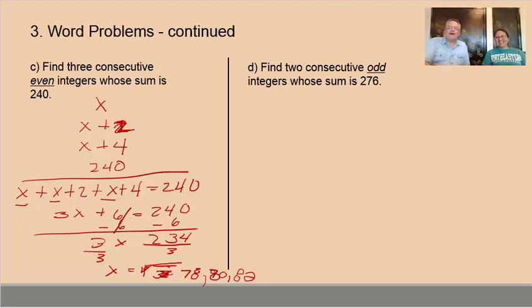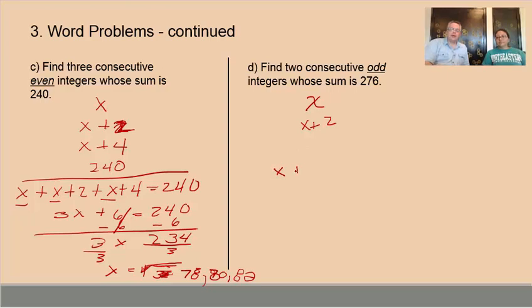So two consecutive odd integers. Actually, the setup is kind of the same. If you let x be the first odd integer, the next one is x plus 2. Odd integers are 2 apart, like 9, 11, 13, 15, 17. So if you have one odd number, the next one, you add 2 to get it. I only need 2 of them, so I have x and x plus 2. So their sum is to be 276.